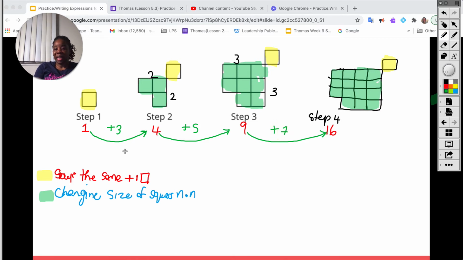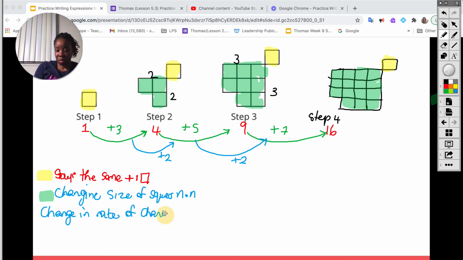Now I noticed that even though the rate of change is not the same, there is a particular pattern with how the numbers are changing. So from 3 to 5, that is a plus 2. From 5 to 7, sorry, that is a plus 2. So what can I say? What I notice is that the change in the rate of change is constant. So I'm just going to write that. Change in rate of change is constant.